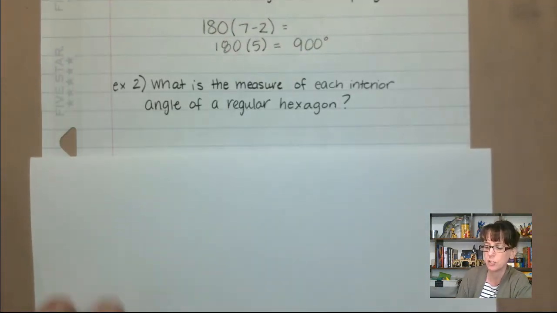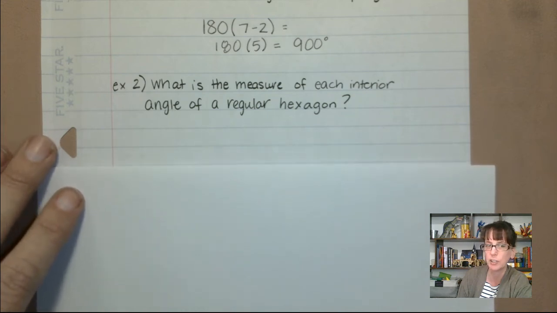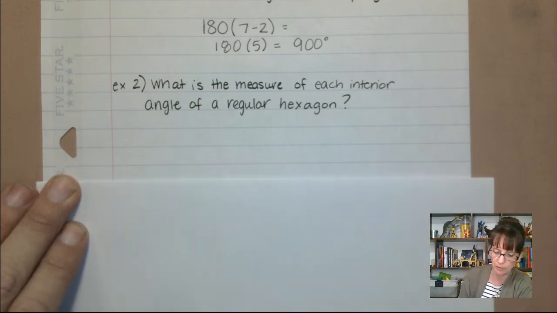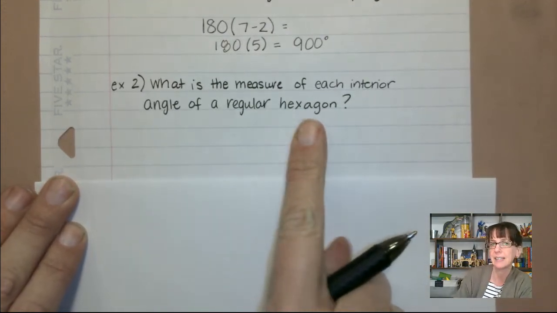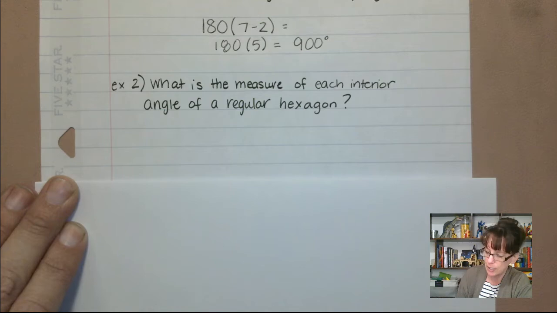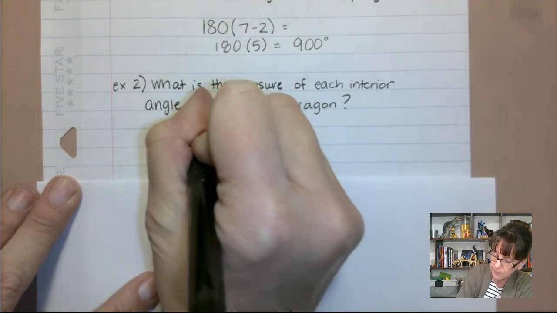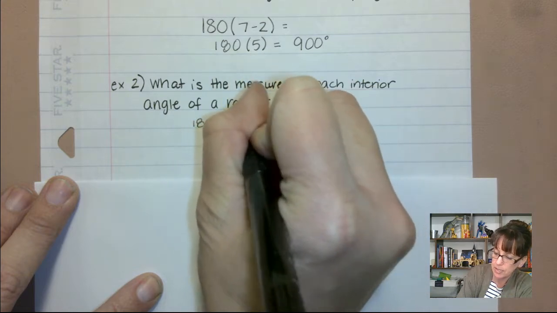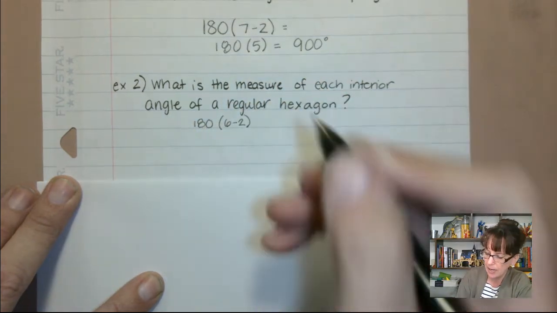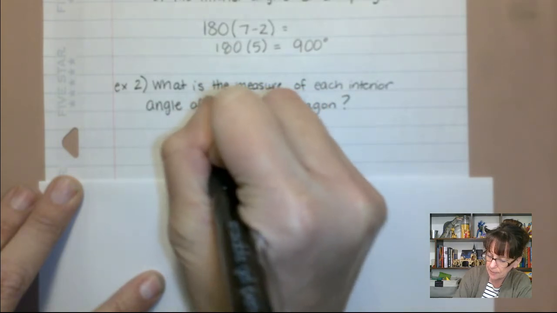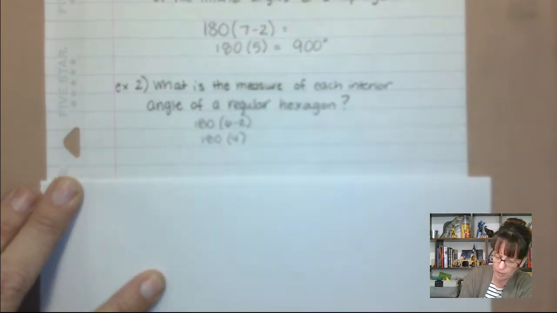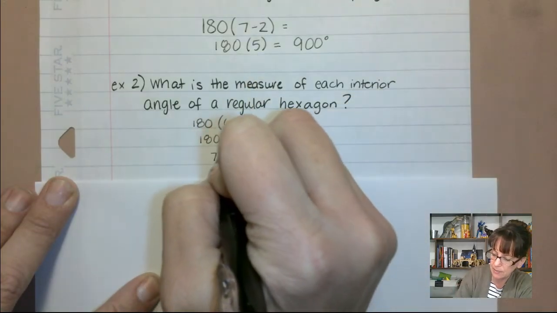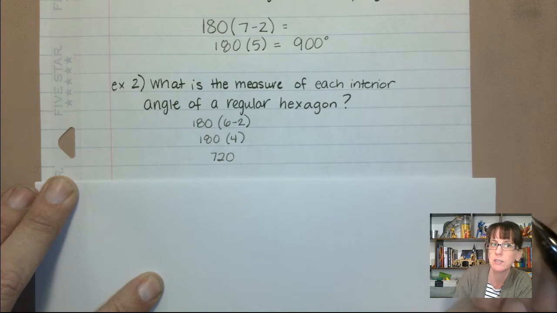We have, what is the measure of each interior angle of a regular hexagon? Well, we remember that a hexagon is a 6-sided figure. So we say, okay, 180 times the number of sides minus 2, and that is going to give us 180 times 4, which is 720. So 180 is 180, and then we have 4 triangles, that's 720.